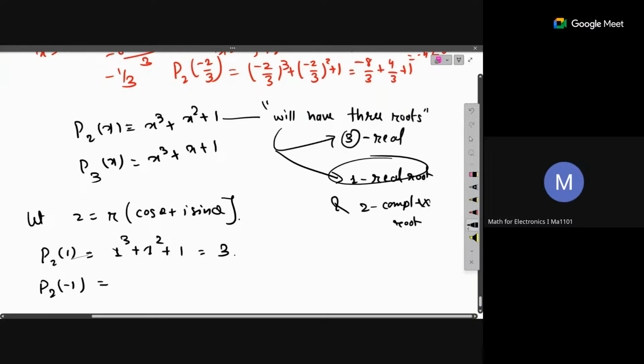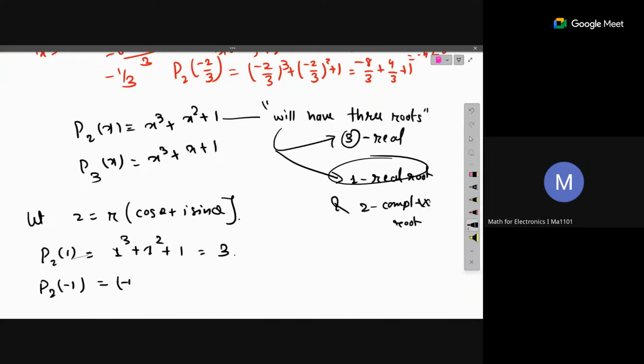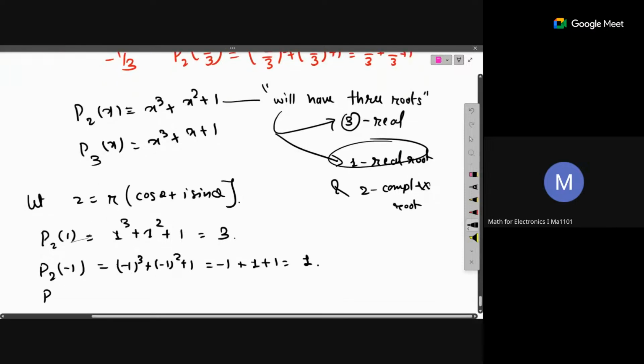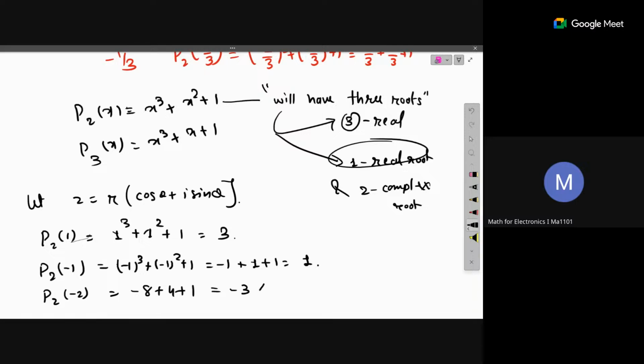Now P2 of minus 1 is minus 1 cube plus minus 1 square plus 1, which is minus 1 plus 1 plus 1, which is 1 only. But if you compute P2 of minus 2, it becomes minus 8 plus 4 plus 1, which is minus 3, less than 0.